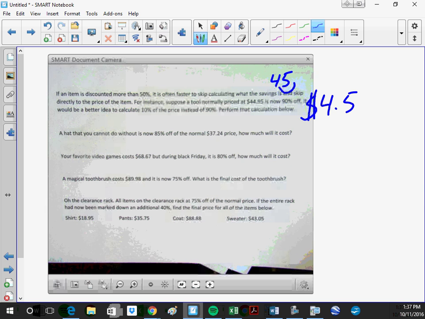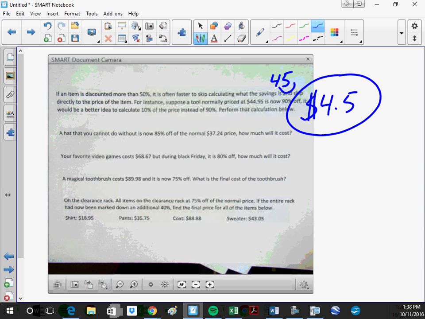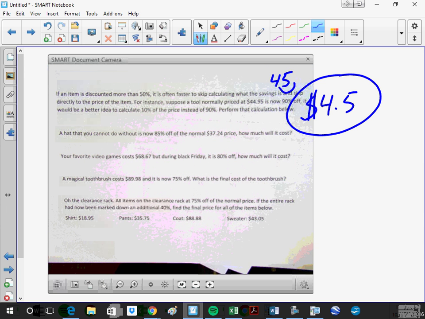Does it make sense to multiply that by 9 and then subtract it from the original $45? No. Because when I'm done, I'm going to get this. 4.5 is the number I'm looking for. That's, if you lose 90% of the price, 10% of the price remains. So if the discount is more than 50%, don't bother calculating the discount. Just skip straight to the ending price. Does that make sense? Okay. So in this case, $4.50, and that's only going to be about 1 penny off the actual number.